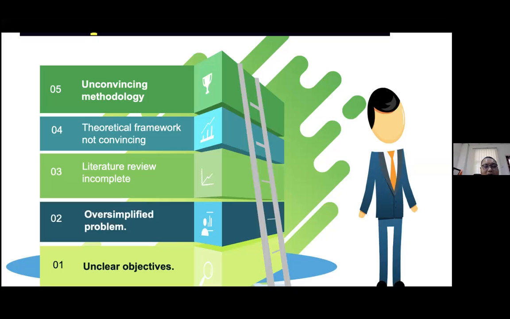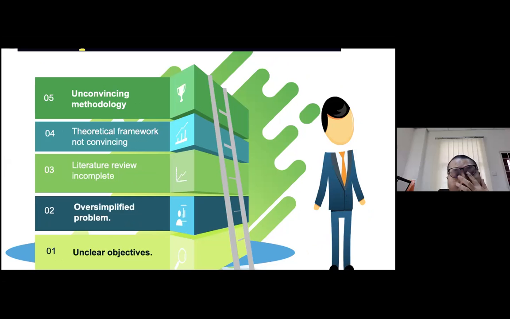Okay. Unclear objective. This one you need to take care of during your proposal. You need to understand that when you do research, the objective should relate to your problem statement. So these are your problem statement, these are your objectives, this is your methodology to achieve your objectives, and these are the findings. So that one must be answered: problem statement, objective, methodology, and findings.